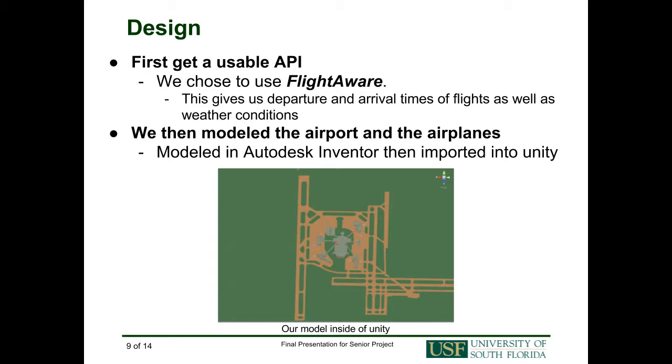The first thing we need to do is get a really reliable API. We looked around for a lot of different APIs, but the one that we found that was the most cooperative with us in terms of customer service, as well as had exactly what we needed, was FlightAware. We were very lucky to find them, and they were very helpful with us to make sure that we got what we needed. This gave us the departure and arrival times of the flights, as well as the weather condition, which put all of the API information that we needed in one convenient place.